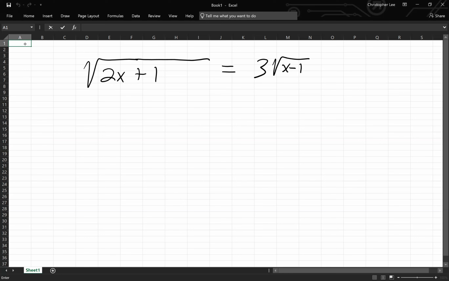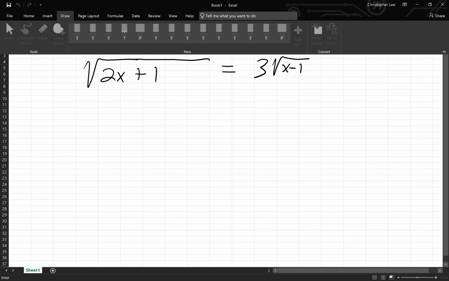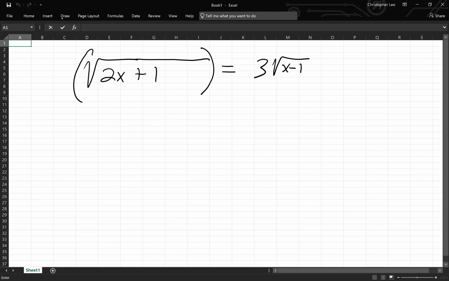So long story short, just square both of them, right? Because I want to get rid of the radical. My thing is not working. All right, we'll worry about that in a second. So you're just gonna square both of them just like this, right?